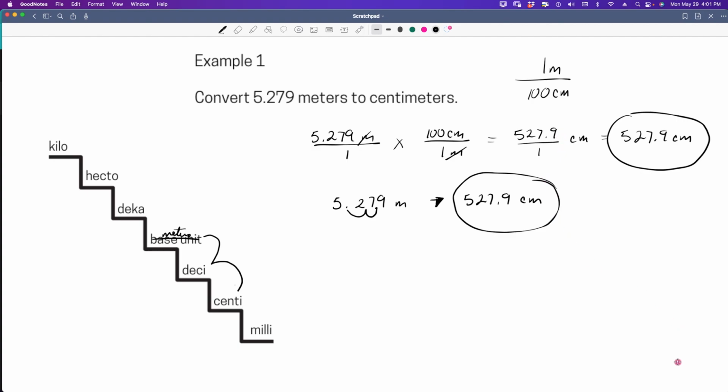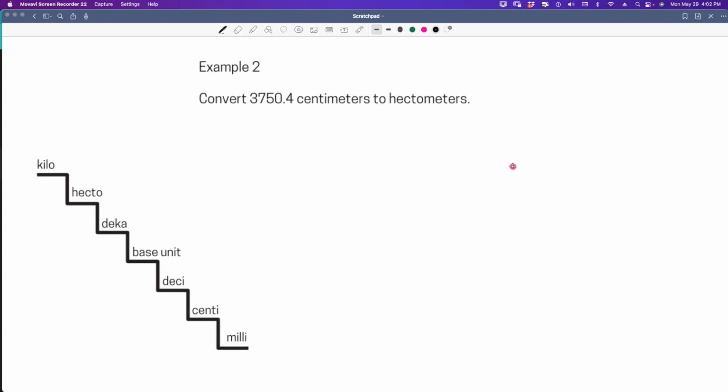So let's try one more. Here we have example 2, convert 3,750.4 centimeters to hectometers. I have to remember how many, and I can use my stair step to help me do this, how many is in each one going from hectometers to centimeters. So my base unit is going to be meters. If my base unit is meters, that means that there is 10 decameters in one.